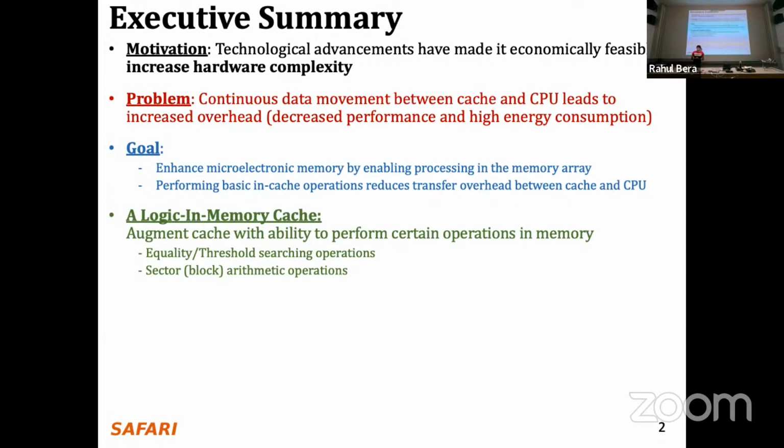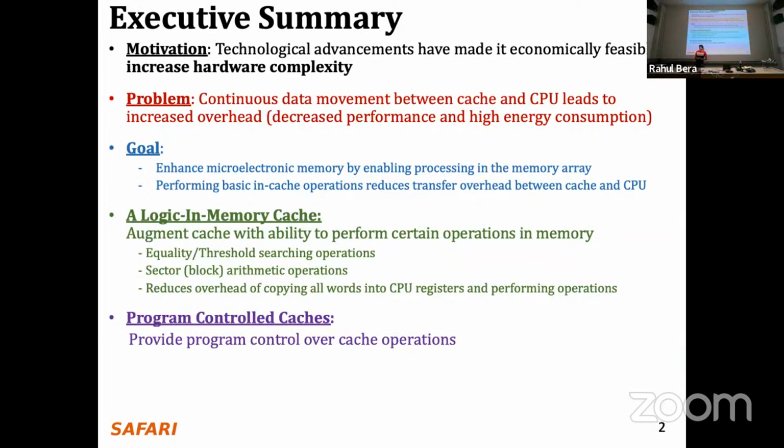The author says that we should augment caches with the ability to perform certain operations in memory. These are some basic operations, such as searching through the cache, for example, searching over equality or searching over comparison, or performing vector arithmetic, like vector addition and vector multiplication. This reduces the overhead of copying these words from cache into CPU registers and then moving them back into cache.